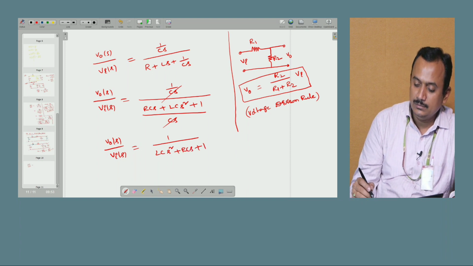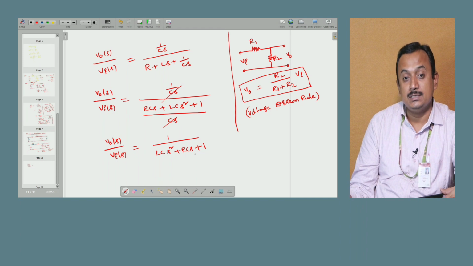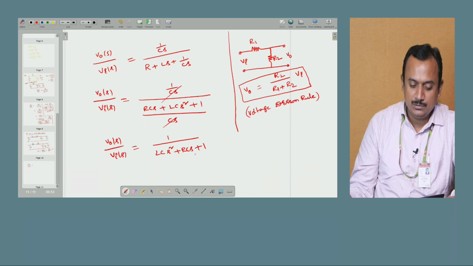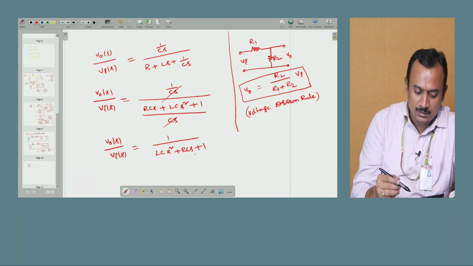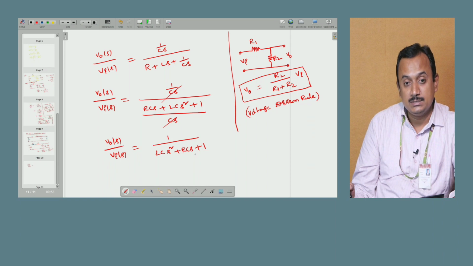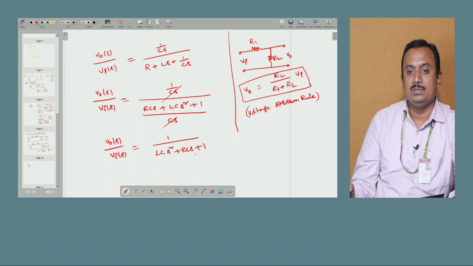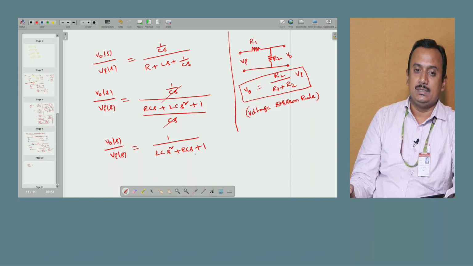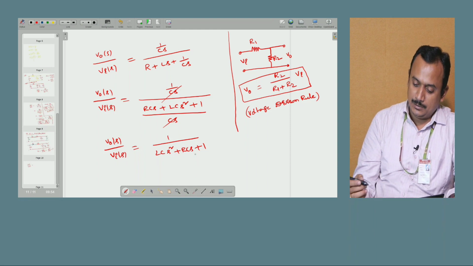And see, here we have the highest order as S square, that is 2. That is why this is known as a second order system. See, there are two energy storage elements. One is resistor, second one is inductor, and third one is capacitor. Out of these three elements, if you look at, there are two energy storage elements. One is inductor and second one is capacitor.